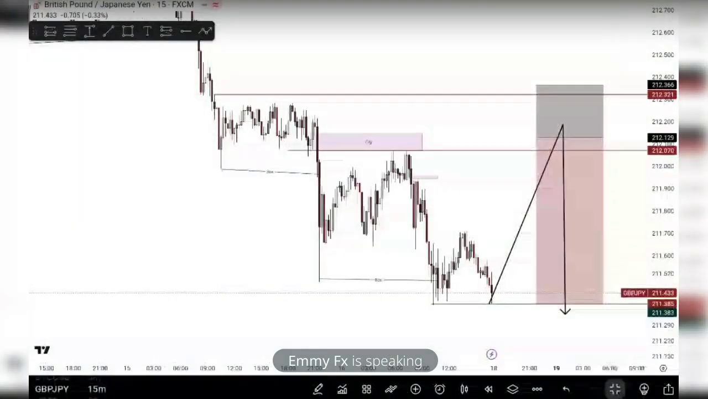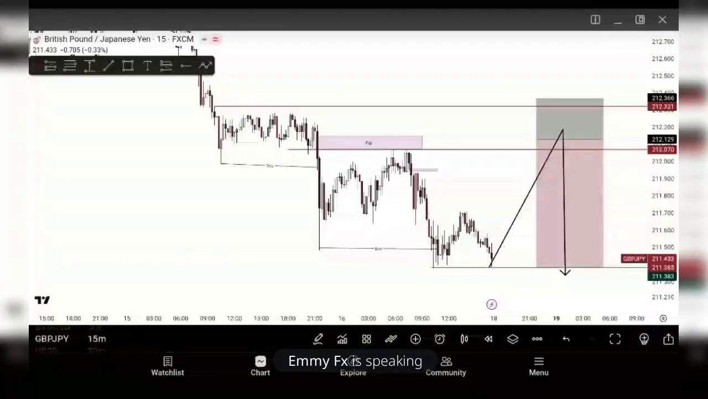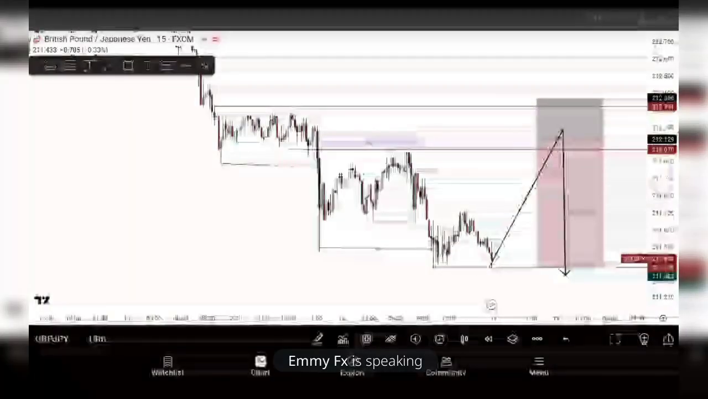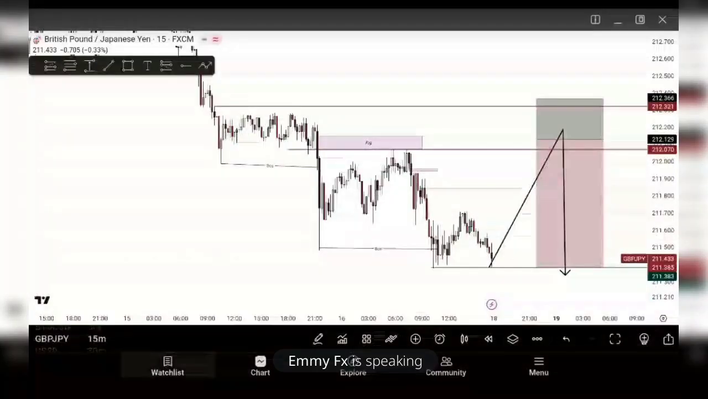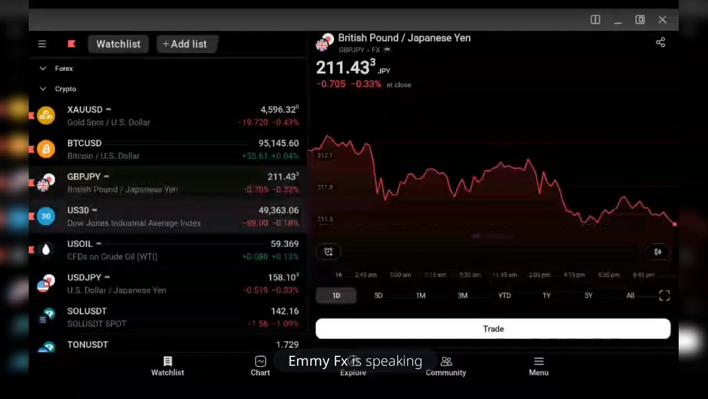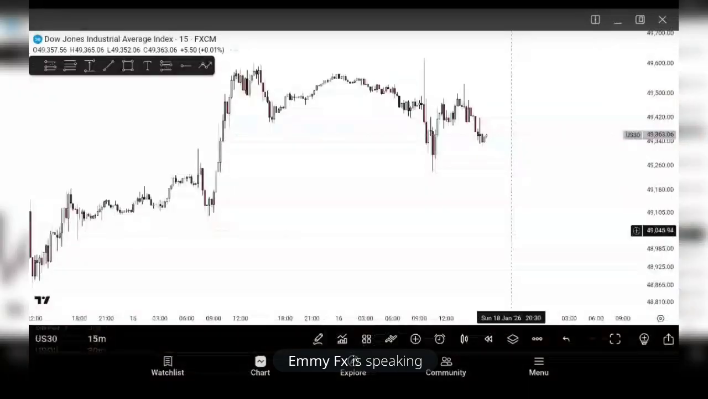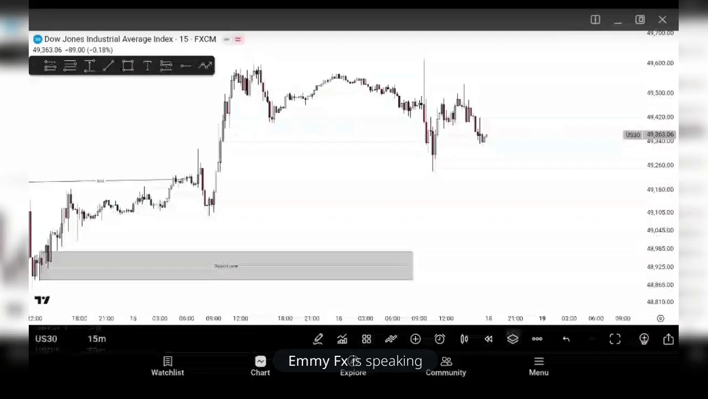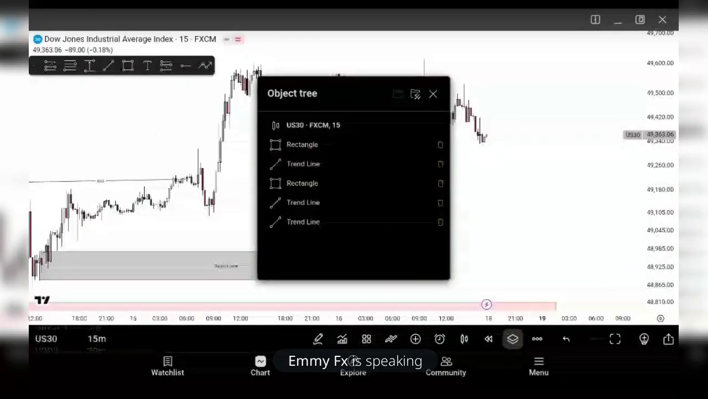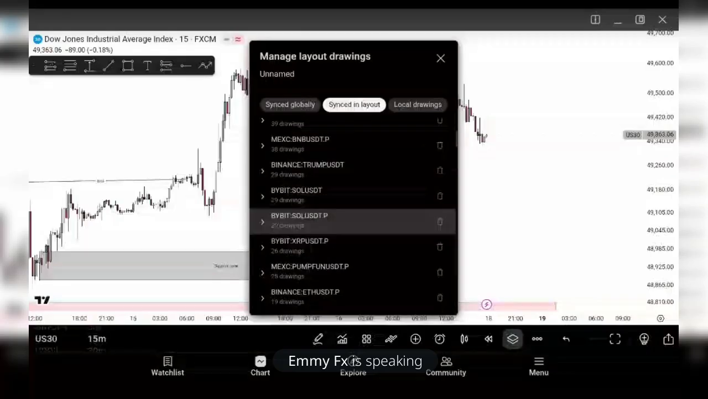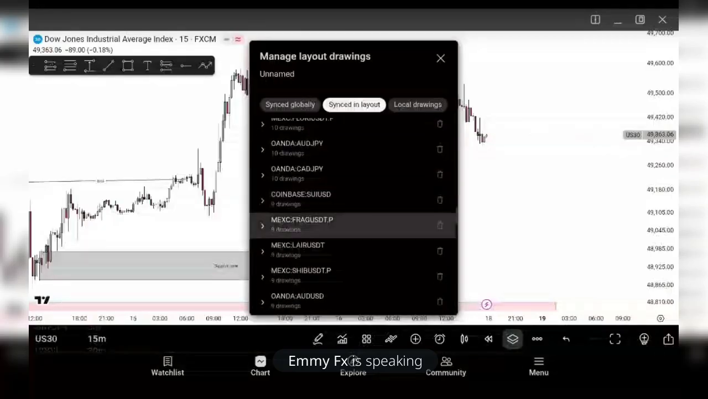On this particular pair. All right, the next analysis I'm going to talk about is US 30. Let's look at US 30. Pertaining to this pair, I actually love the movement of US 30, but you should also trade with caution, all right?